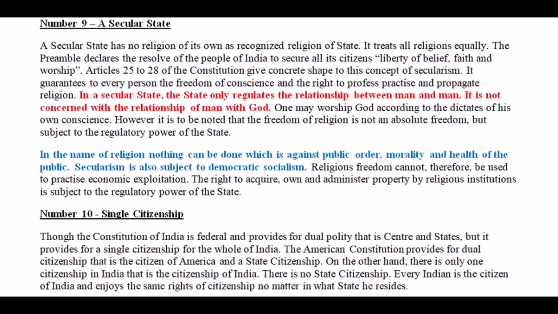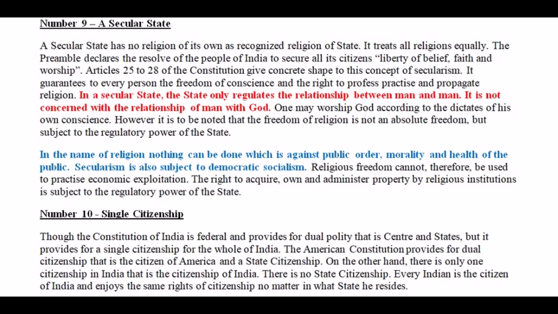However, it is to be noted that the freedom of religion is not an absolute freedom, but subject to the regulatory power of the state. In the name of religion, nothing can be done which is against public order, morality and health of the public. Secularism is also subject to democratic socialism. Religious freedom cannot, therefore, be used to practice economic exploitation. The right to acquire, own and administer property by religious institutions is subject to the regulatory power of the state.